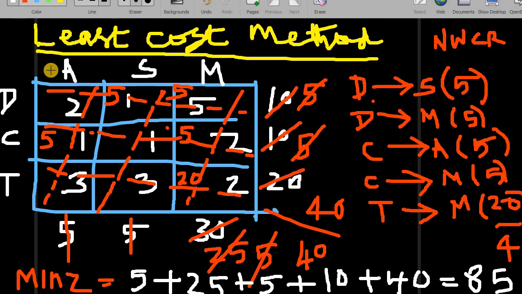Okay, so this is the way we can find the solution for the transportation problem by the so-called least cost method. In this least cost method, each and every time we are giving importance to the least cost cell, and then we are assigning. Okay, so with that we come to the end of this program.